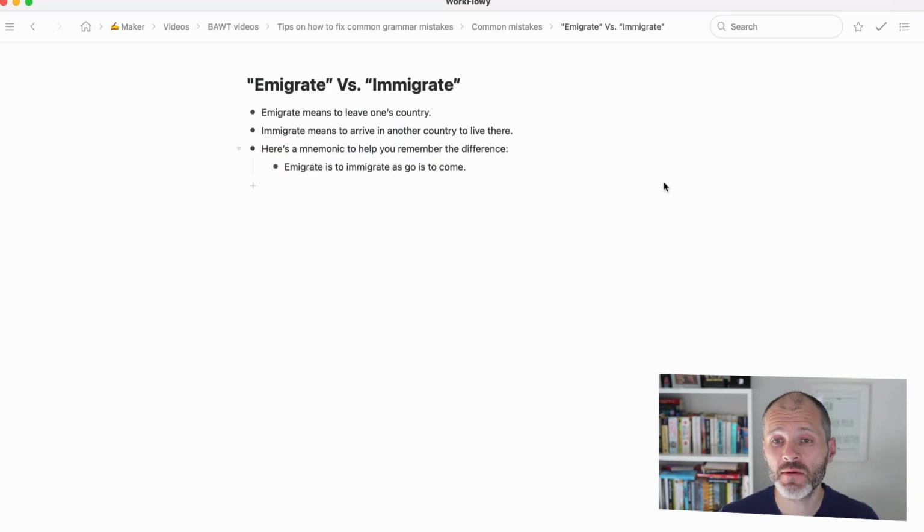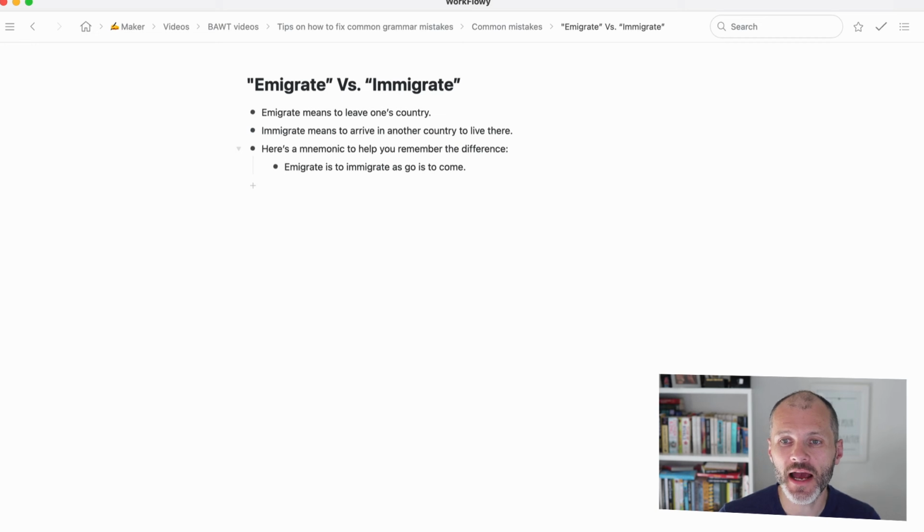Here's another common grammar mistake, because the two words are pretty similar apart from the letter E or the letter I. To emigrate with an E means to leave one's country to go somewhere else. So I live in Ireland, so I could emigrate to the United States if I wanted. Whereas immigrate means to arrive in another country to live there. So somebody could say about me, he is an immigrant because he came from Ireland to the United States.